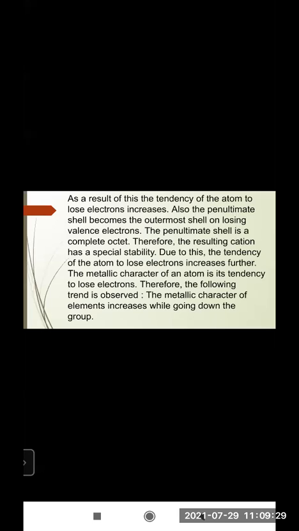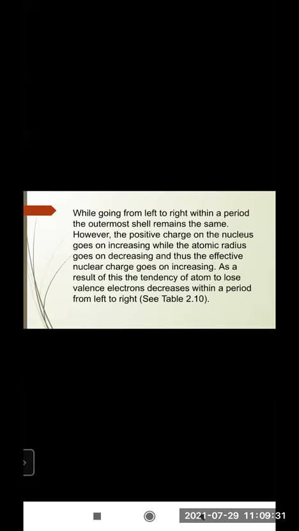Now, page number 27, we'll see the second paragraph. Now we have seen about groups, now we'll see about periods. While going from left to right within a period, the outermost shell remains the same, because we have seen yesterday also that as we move down in a group, the number of shells increases. But as we move from left to right within a period, the outermost shell is not changing.